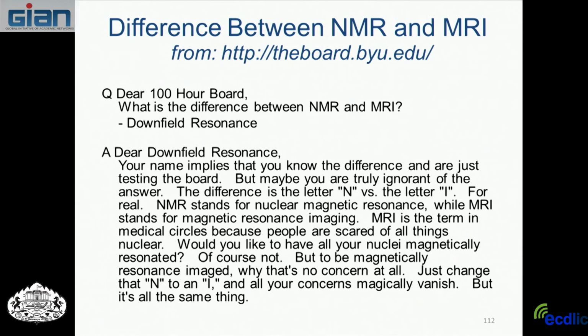Okay, I thought this was interesting. Somebody had asked, what is the difference between nuclear magnetic resonance and MRI? Basically it is the same thing. The difference is the letter N versus the letter I. NMR stands for nuclear magnetic resonance. MRI stands for magnetic resonance imaging. So it basically uses exactly the same techniques.